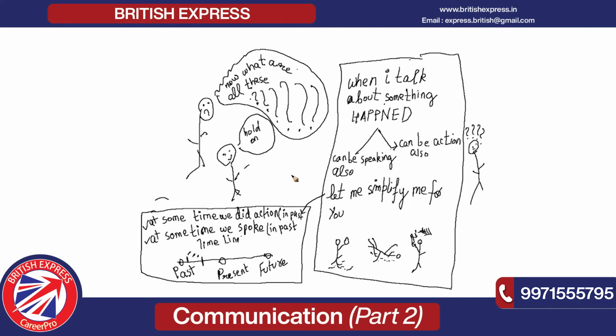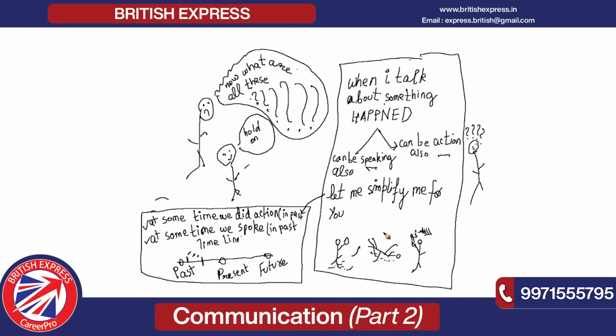So if I simplify the past tense, it is about something that happened. Do not get mixed up. Do not get confused. It is just about what happened. Now it can be your speaking, or it can be your action also. It depends on what happened. Was it your speaking or was it your action in your past?